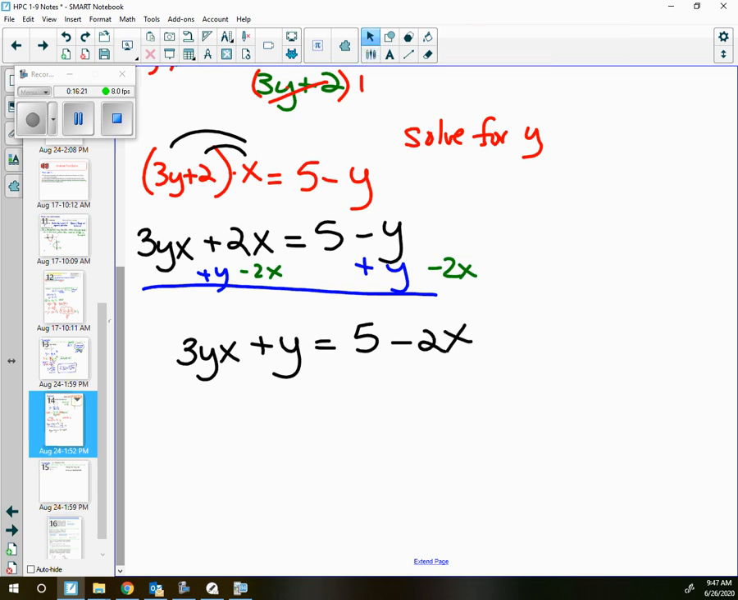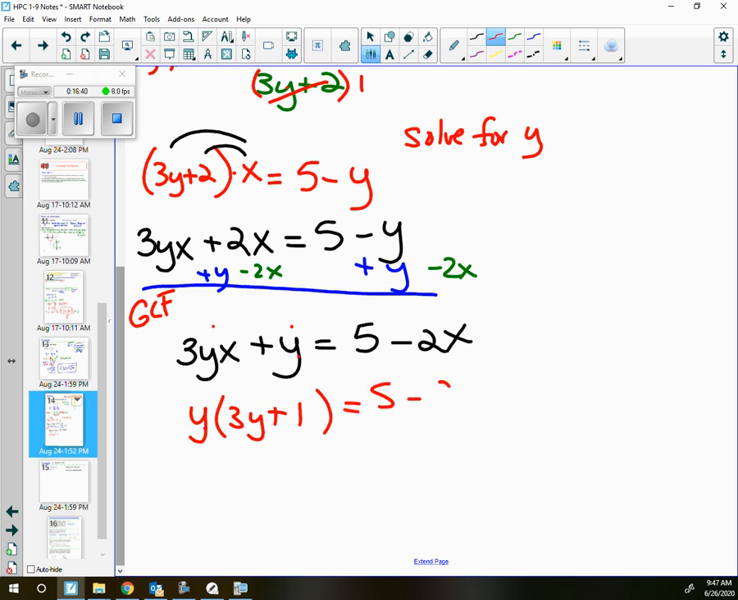Okay, so now how do I solve for y? I've got two terms that have y in there. I got to get y by itself. Think of it this way. These both have y in it, so it's a GCF. So I can pull the y out. What would be left inside? Well, 3x plus, careful here, y times what would give you y? 1. Don't forget your placeholder.